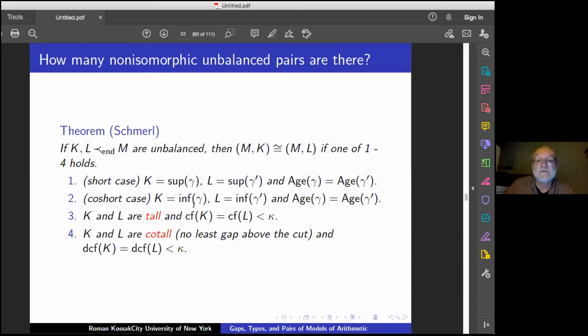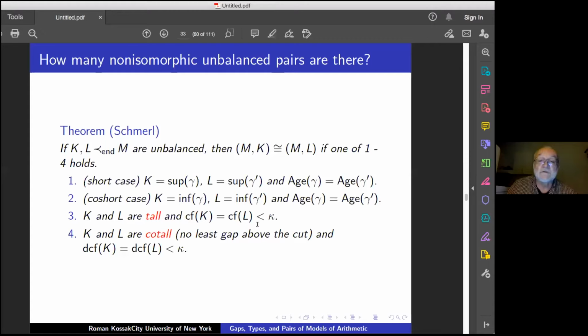And the co-short case is the same, but now in the co-short case you have the infima of gamma and gamma prime, L and K. So there is the smallest gap above both those cuts. Okay, so that's straightforward.